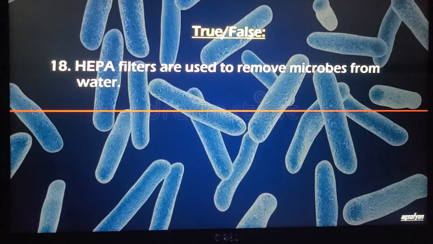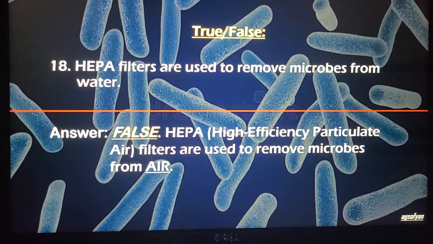Number 18. HEPA filters are used to remove microbes from water. True or false? Choose your answer. It is incorrect, so it is false. So HEPA actually means high efficiency particulate air. So it is actually for air filtration, not water filtration. So if you have a vacuum cleaner, for example, usually they also have the HEPA filter on it. It is for air filtration.